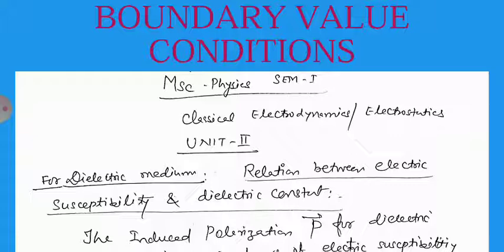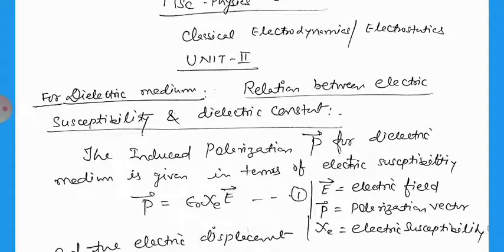In lower classes, UG classes, we have calculated the same, but here we are repeating it. The relation is obtained by using the induced polarization P for a dielectric medium, which is given in terms of electric susceptibility: P equal to epsilon naught chi E into E. Here E is the electric field, P is the polarization vector, that is, dipole moment per unit volume, and chi E is the electric susceptibility.